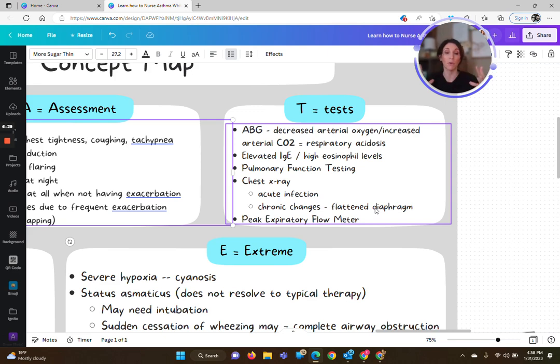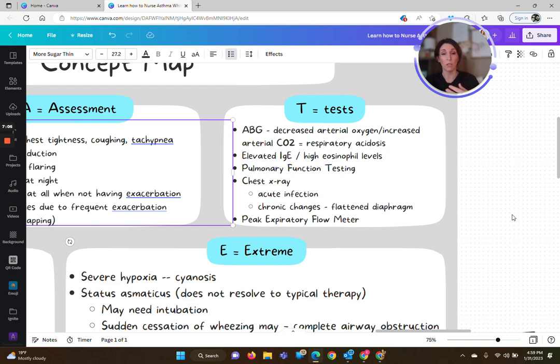And this also has to do with that barrel chest. And then in patients with asthma, we also use the peak expiratory flow meter. This is a device that we breathe into, and we give it a good breath, and that tells us how much lung volume we have at that time, and that will help us determine how well controlled our asthma is.